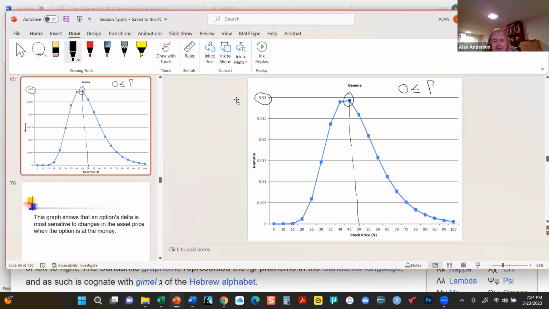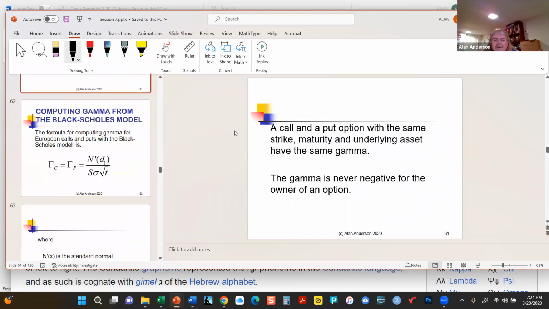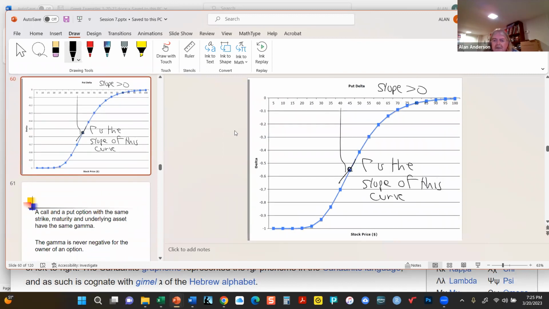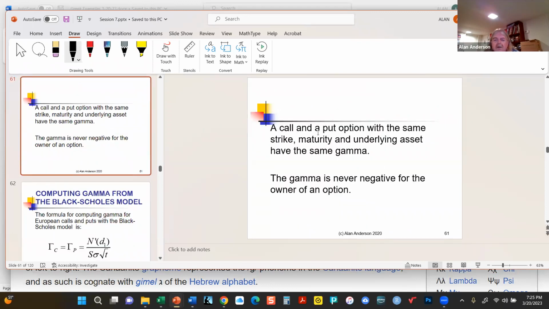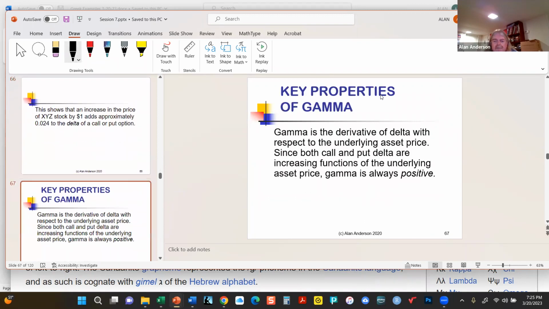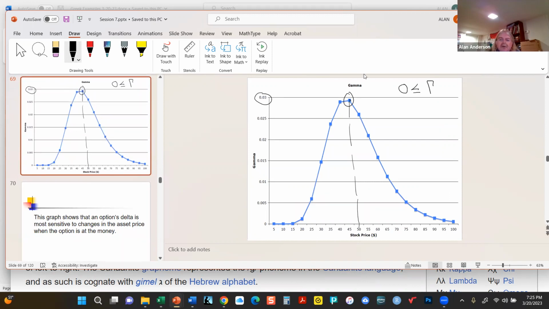Now, let's go back and revisit that graph of the call delta and look at the corresponding graph for the put delta. And if you recall, they have the same shape. The only difference is that one is negative and one is positive. And because the gamma refers to the changes in the deltas, because the curves have the same exact shape, it turns out that the call and the put option with the same features, same strike, maturity, and underlying asset, always have the same gamma. In other words, it's identical whether this is a call or a put. So we don't need a separate graph for call gamma and put gamma. This graph that I just showed you is actually for both. It doesn't matter which one it is. This gamma refers to both calls and puts.